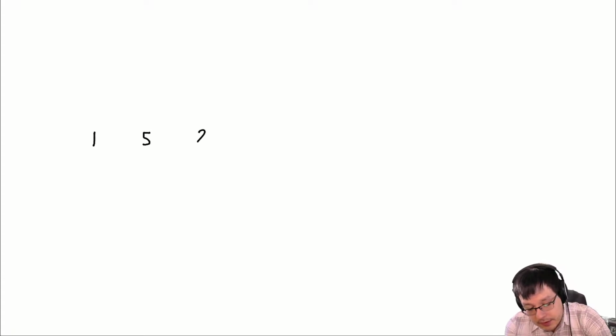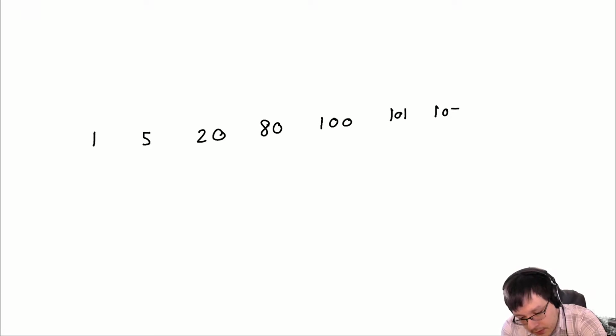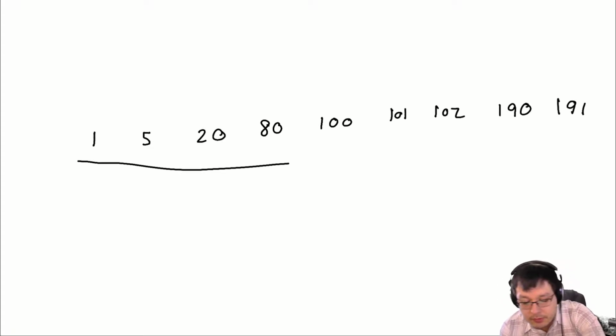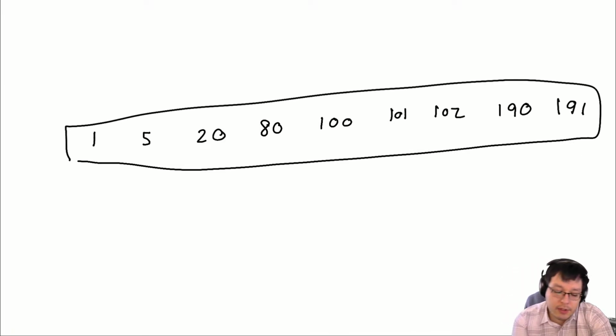Okay, cool, nice. All right, so let's go ahead and throw in some numbers here in a sorted manner. So let's say we had random numbers and then we sorted them. So we have the numbers 1, 5, 20, 80, 100, 101, 102, 190, and then 191. Okay, so this is the list that we are working with.